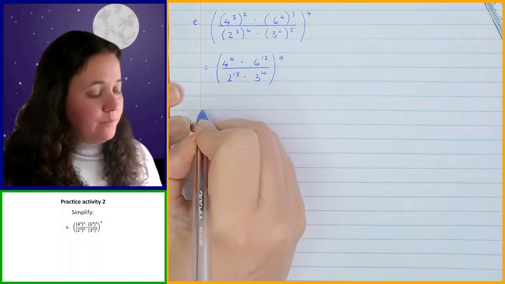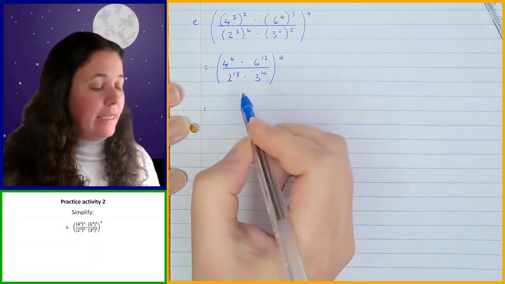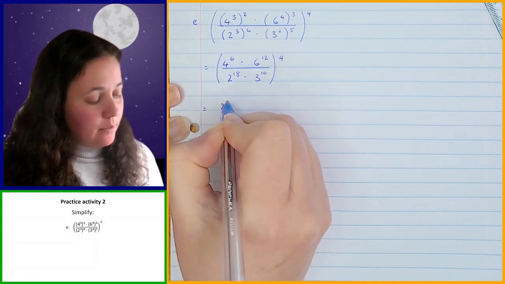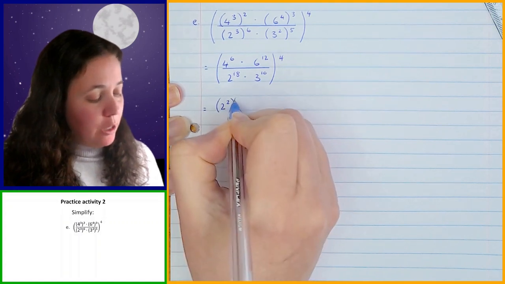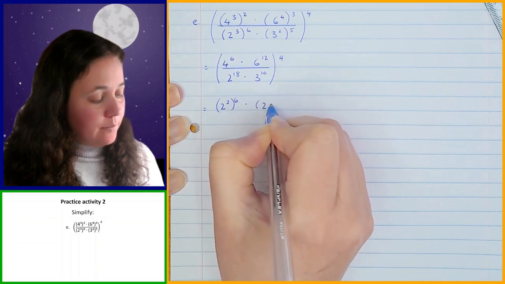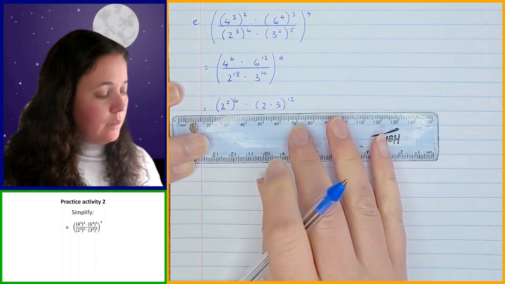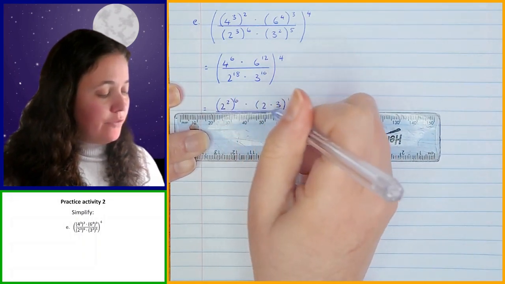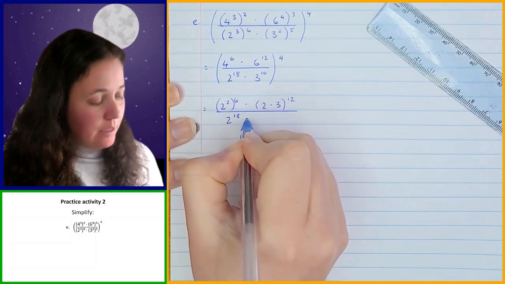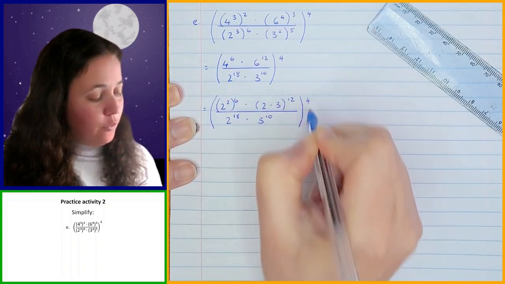Right, the next thing I'm going to do is I'm going to change all of these to 2s and 3s. Okay, so I'm going to change this, the 4, to 2 squared. It must be in brackets to the power of 6 times the 6 is 2 times 3 to the power of 12. And again, that must be in brackets. Over, these ones are already 2 and 3, so I don't have to do anything with them. So they just stay as they are for now. And all of that, again, is in brackets to the power of 4.